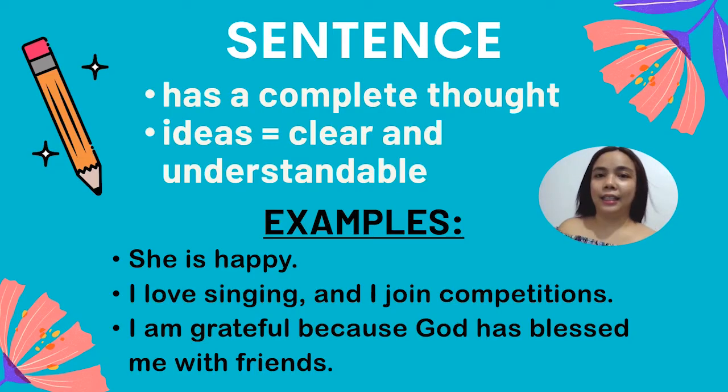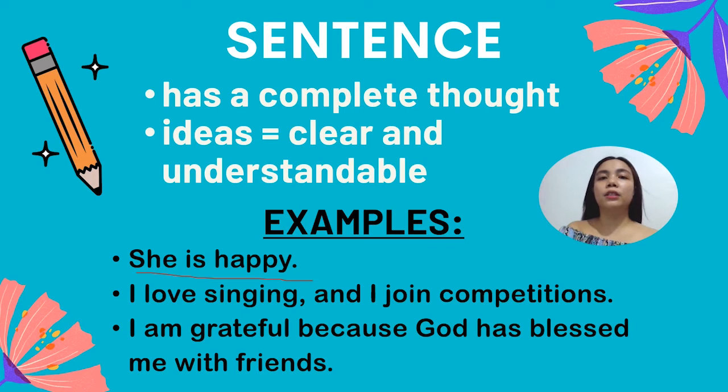Now, what is a sentence? A sentence, it always has a complete thought, no matter what happens. Okay, it always has a complete thought. Okay, ideas are clear and understandable. Okay, let's have the first example. She is happy.